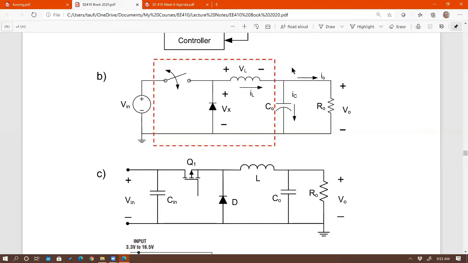Same thing with the output. The output, we want voltage and current to be flat, not necessarily what you'll be getting, right? So therefore, we need a way to make those voltage and current waveforms smooth, or looking more like a DC. How? By placing a capacitor. Okay.